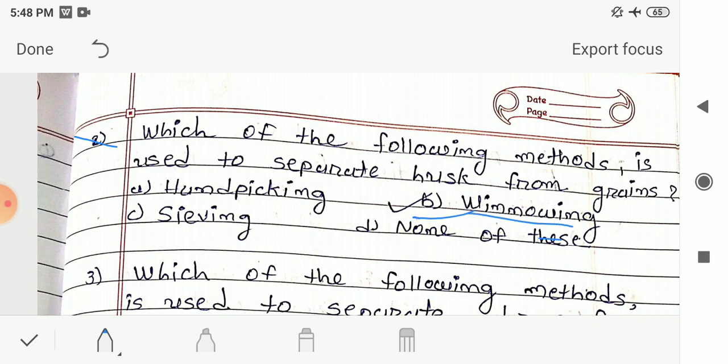If only husk is there in the given grains, then we can separate this husk from the grains by the method of winnowing, in which we are using blowing air or wind.